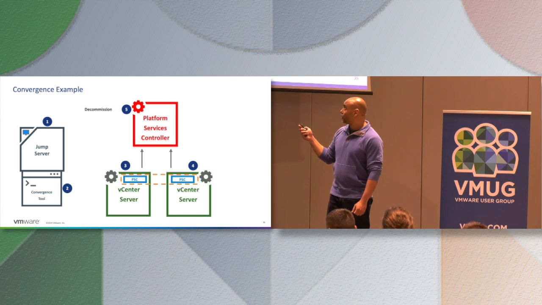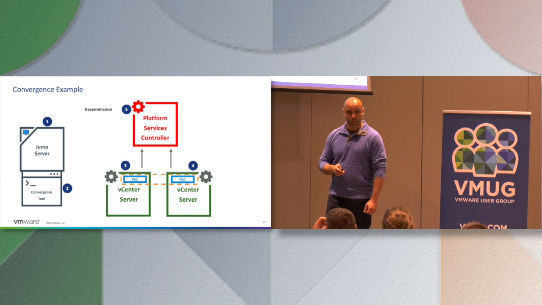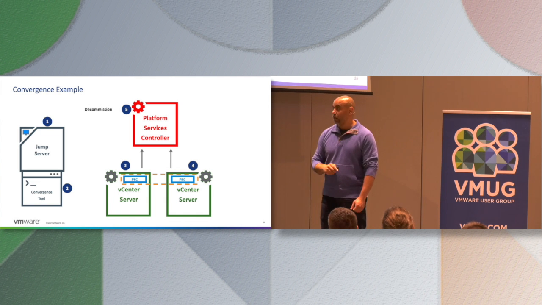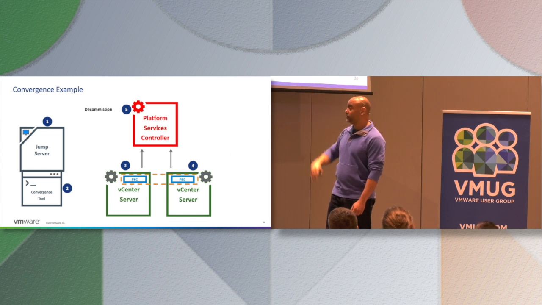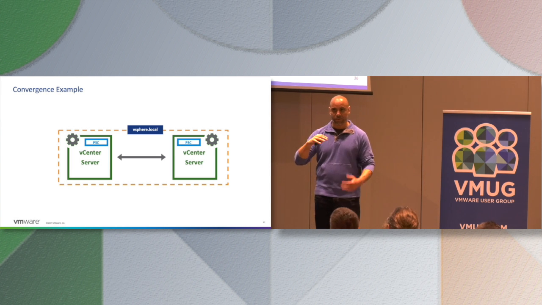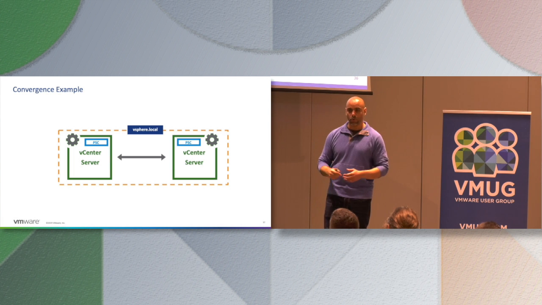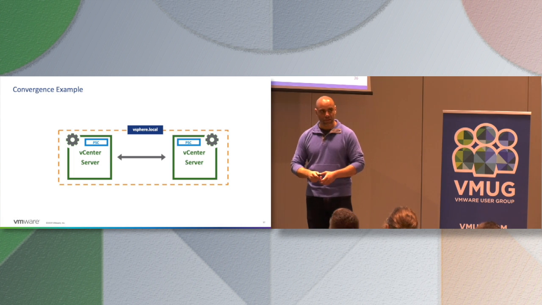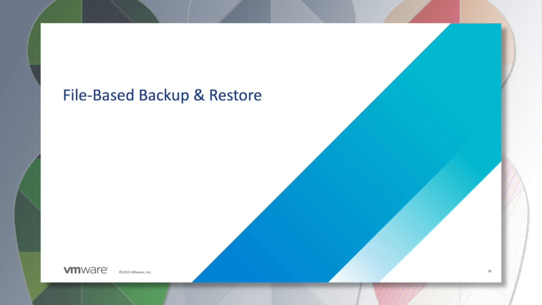Then I'll go ahead and decommission the external PSC. And once that's done, I now have 2 vCenters like I had before, in Linked Mode, now only 2 versus 3 nodes or more, depending on how many PSCs you have. Does that make sense? Okay, so now we'll talk about the file-based backup and the new capabilities.